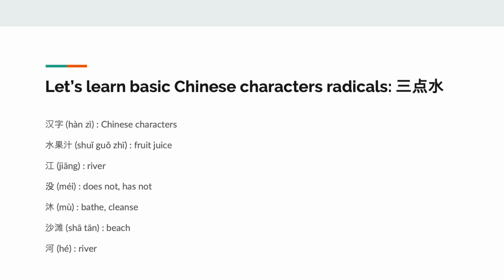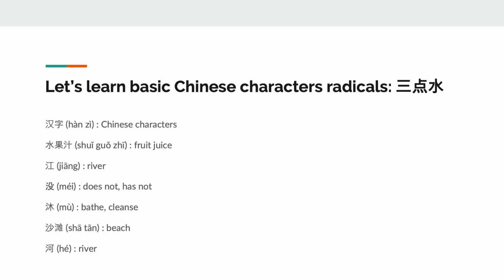Let's go on to the 3 dots of water. This is an example of a radical that has a special name. In Chinese, it is called 三点水, meaning 3 dots of water. 三 is 3, 点 means dots, and 水 means water. If you can see, the characters have 3 dots on the left-hand side of the characters.